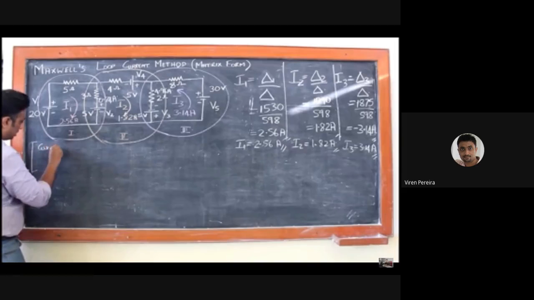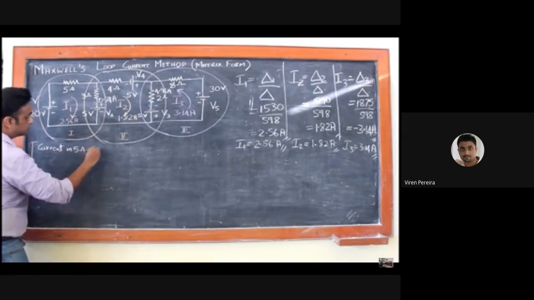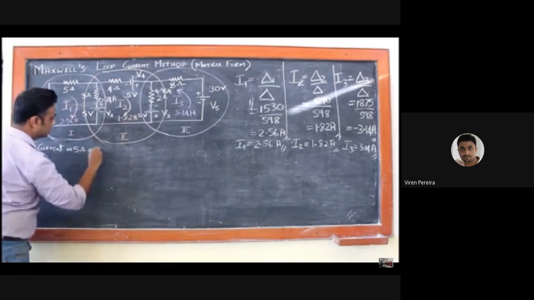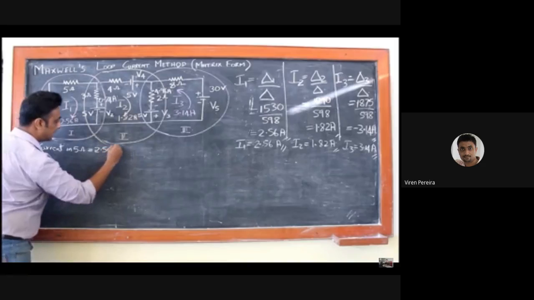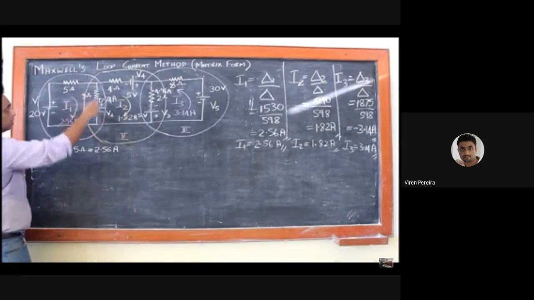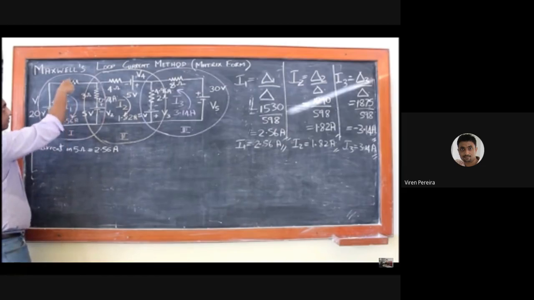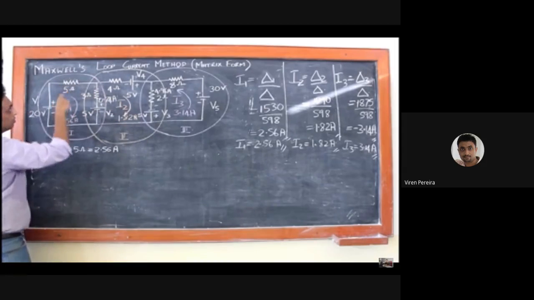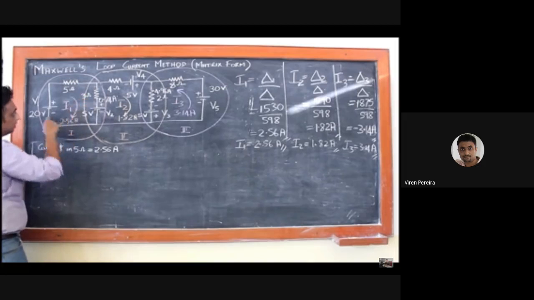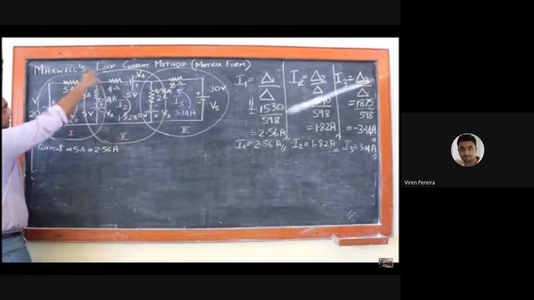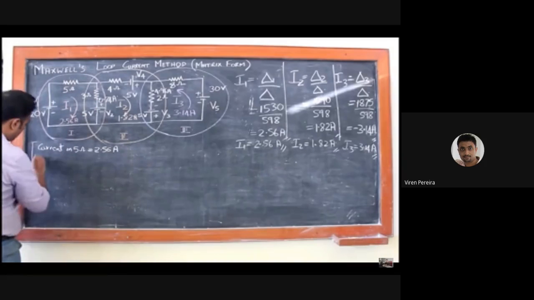So, current in the 5 ohms resistor will be equal to I1, which is 2.56 amps. If you can see the loop, I1 is flowing in this loop. So I1 is interacting with the 5 ohms resistor. There is no interaction with the I2. So my current in the 5 ohms resistor will be I1, which is equal to 2.56, as it is in this loop.